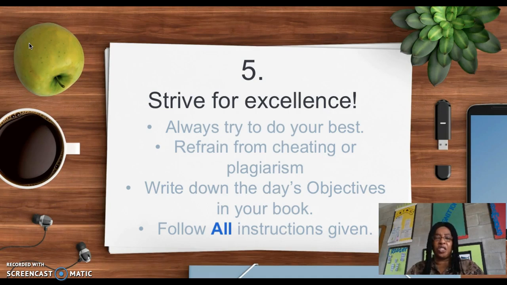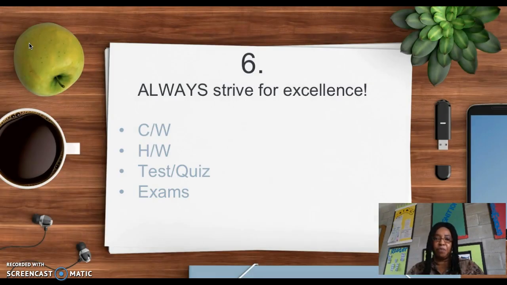Refrain from cheating or plagiarism. Write down the day's objectives in your notebook. Follow all instructions given. Number 6, in striving for excellence, you may want to consider a few things. These include your classwork, your homework, tests or quiz, and your final examination.